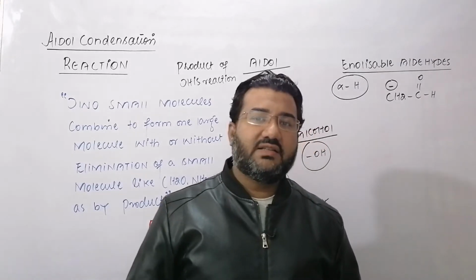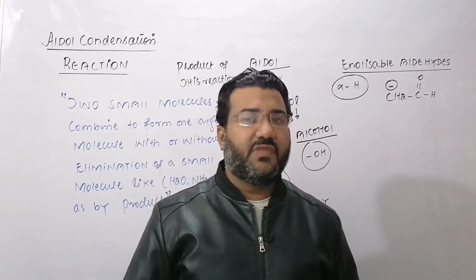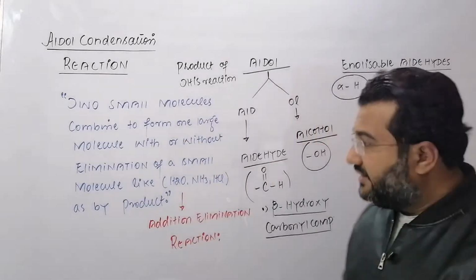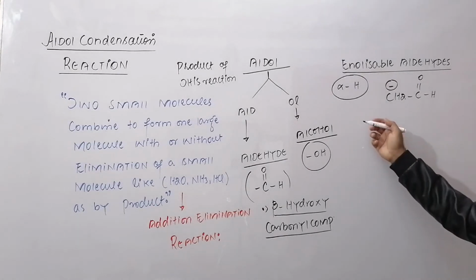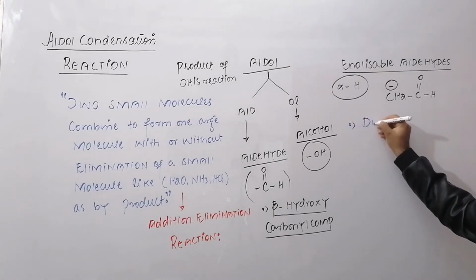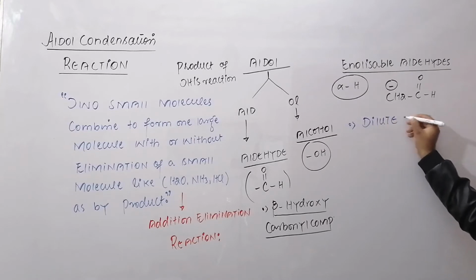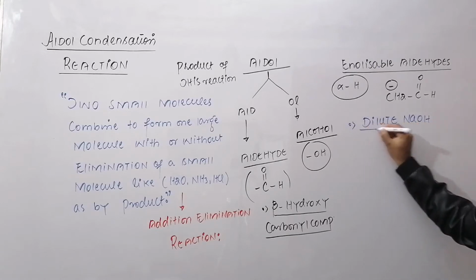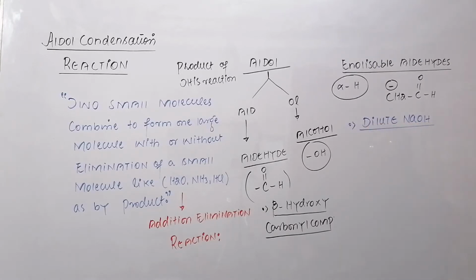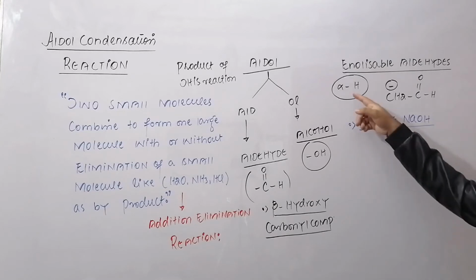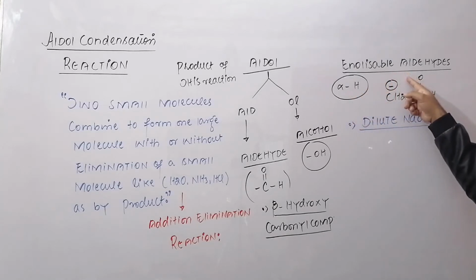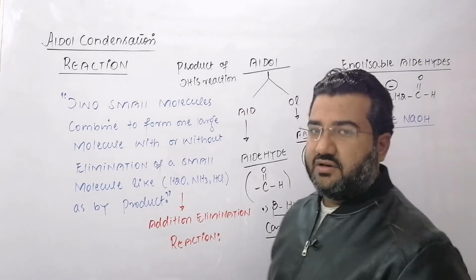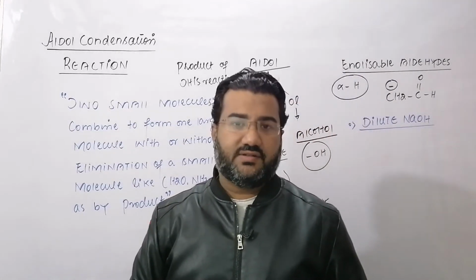So all those aldehydes that have alpha hydrogen are the enolizable aldehydes, and they show the aldol condensation reaction when provided with a dilute base, most commonly NaOH. So when enolizable aldehydes are provided with dilute NaOH solution, they undergo the aldol condensation reaction.